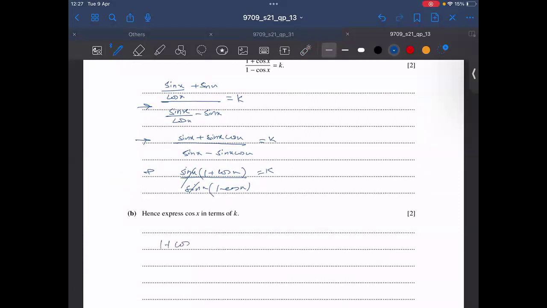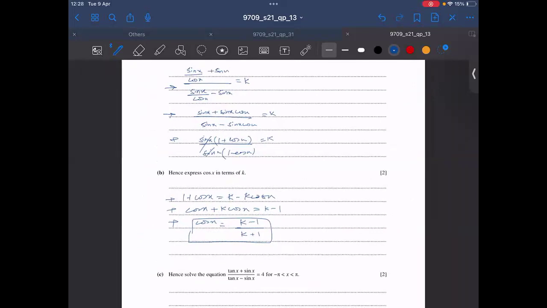Express cos of x in terms of k. 1 plus cos of x equals k minus k cos of x. So cos of x plus k cos of x equals k minus 1. So cos of x is going to be equal to k minus 1 over k plus 1. Is it clear or not, Iman?